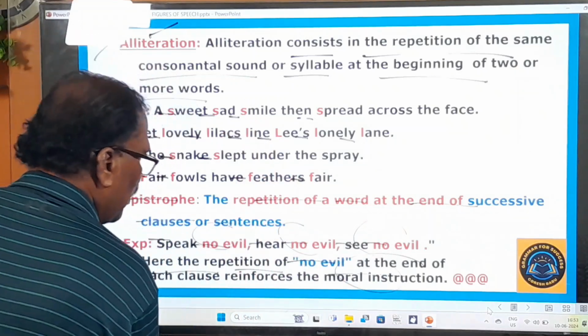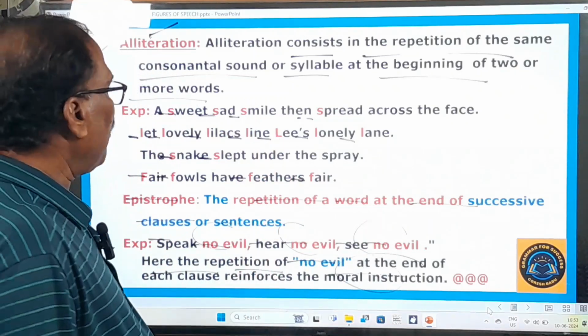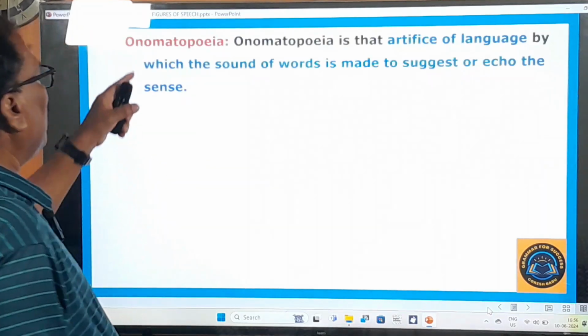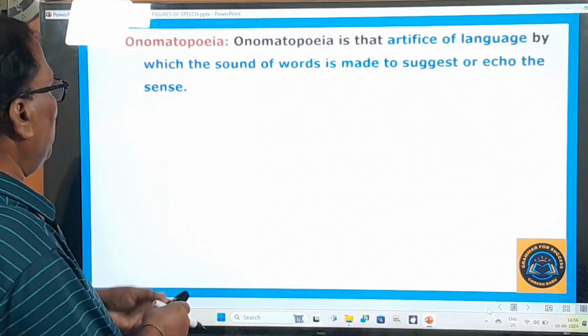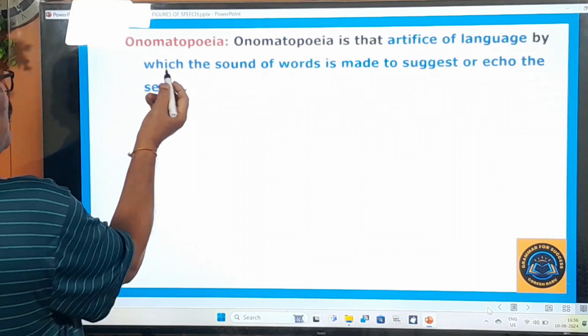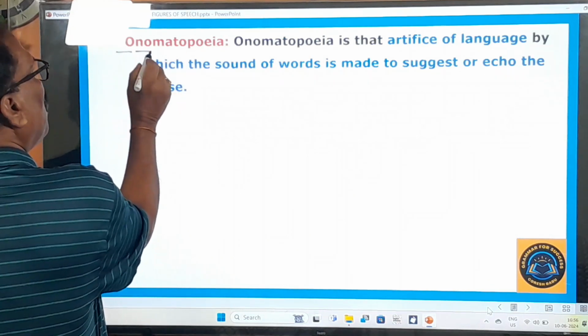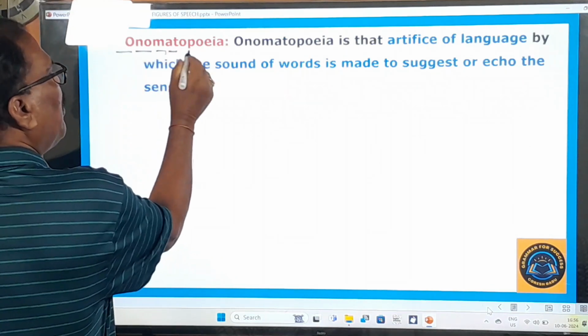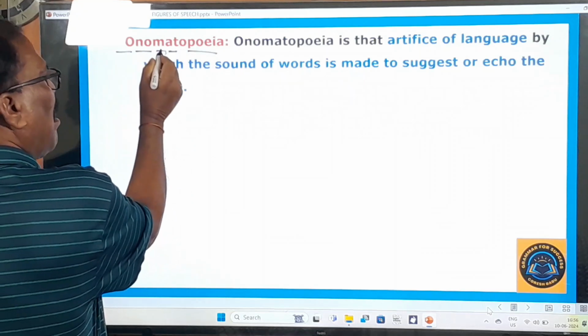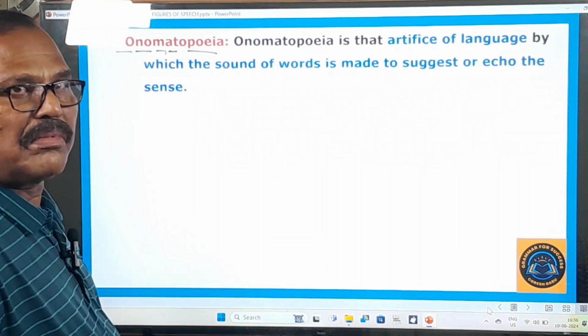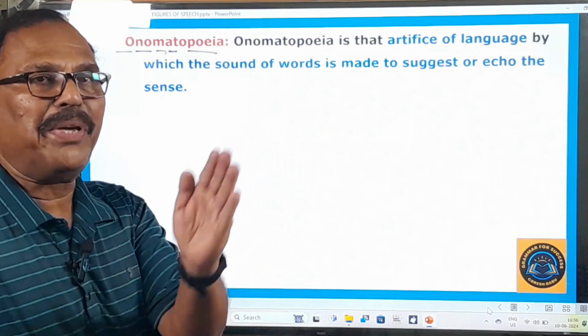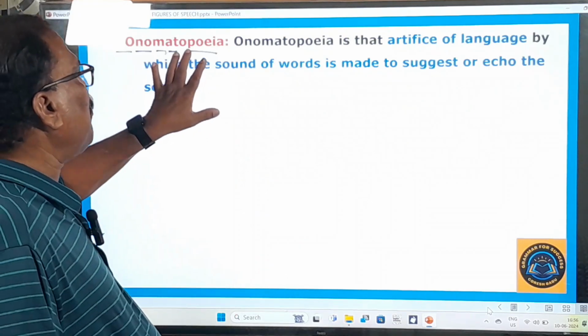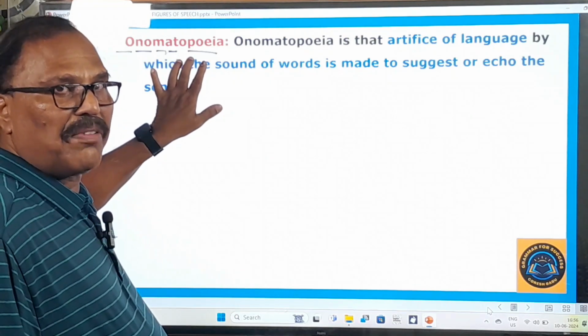Right now, let's move on to learn about the next figure of speech. Here is yet another figure of speech for you. It's also very important and interesting. Here you have to, how do you pronounce this? Onomatopoeia. What should you say? Onomatopoeia. So that is the correct pronunciation of this figure of speech.